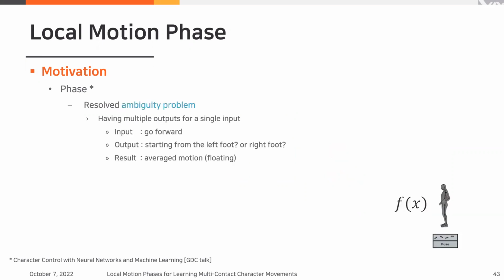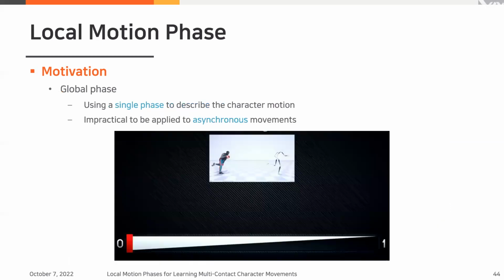So aligning motions with phase variables has the effect of resolving the ambiguity problem that exists when the motion is synthesized through the network. For example, in case the user input is to make the character go forward, starting from the standing motion, the network has two options. The character can either start from the left foot or right foot. So when making the output, the network tends to average these options, resulting in floating motion. And previous studies utilized this phase to represent the motion, for example, locomotion and object interaction motion.